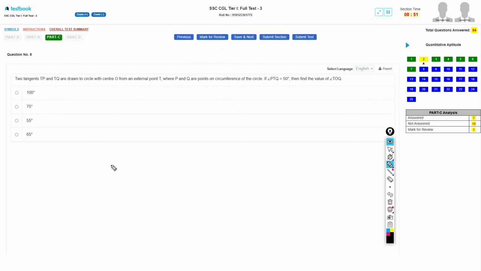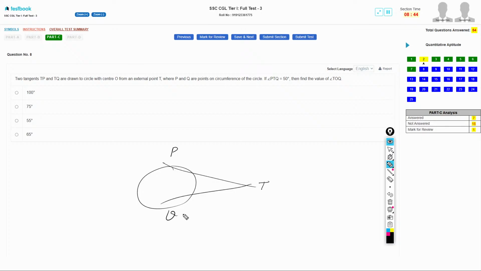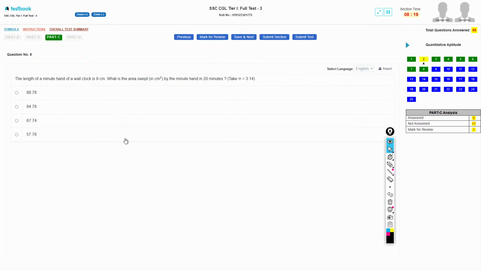Yeah, I know. Two tangents TP TQ are drawn from a circle. TP TQ are drawn in a circle. Okay, the circle. So this is 50. Then TOQ, this angle. This is going to be 25. This is going to be 90. So the rest of 90. So 65 should be there.